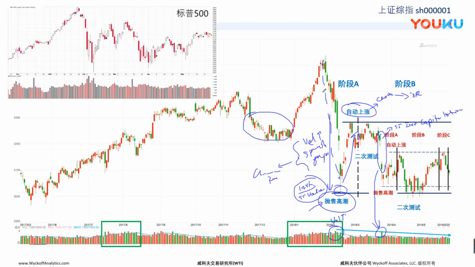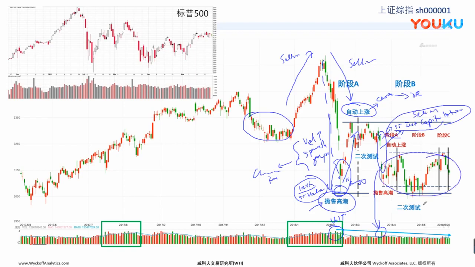So we see how institutions are selling on the way up. We see how institutions are selling on the way down. We see how some of them are short-term buying on the way up, and then they're short-term capitulating, selling again. So therefore, by the time we come into this area right here, into this smaller trading range, institutional activity is very much down.